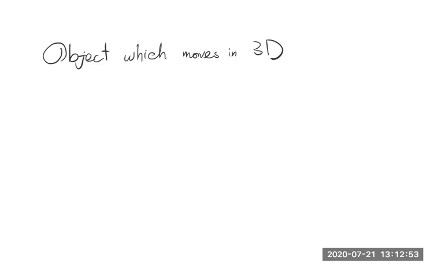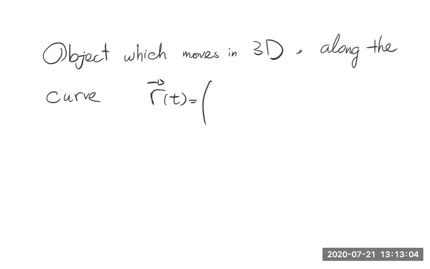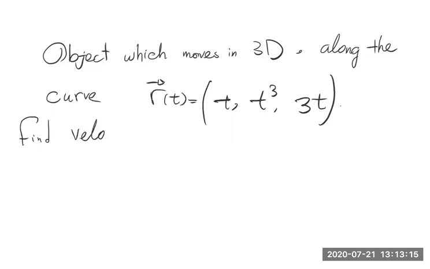Suppose we have an object which moves in three-dimensional space along the curve. This is the parameterization. So what is the curve? What is the parameterization? It's going to be something three-dimensional. So let's say t, t cubed, and 3t. Find velocity and acceleration.